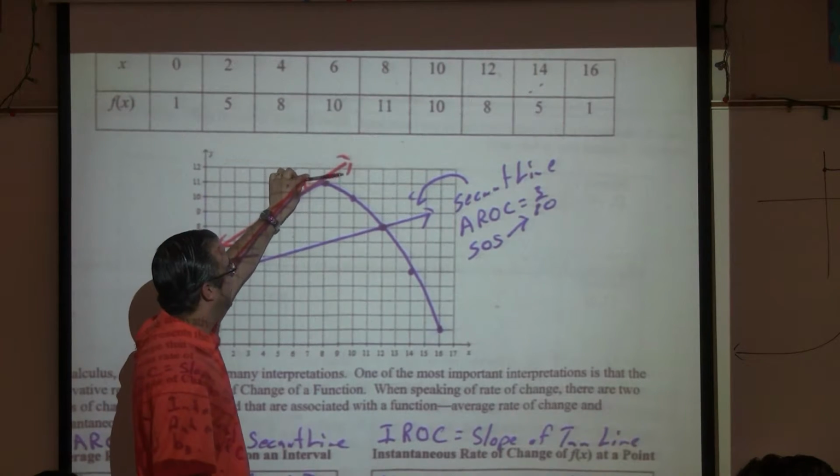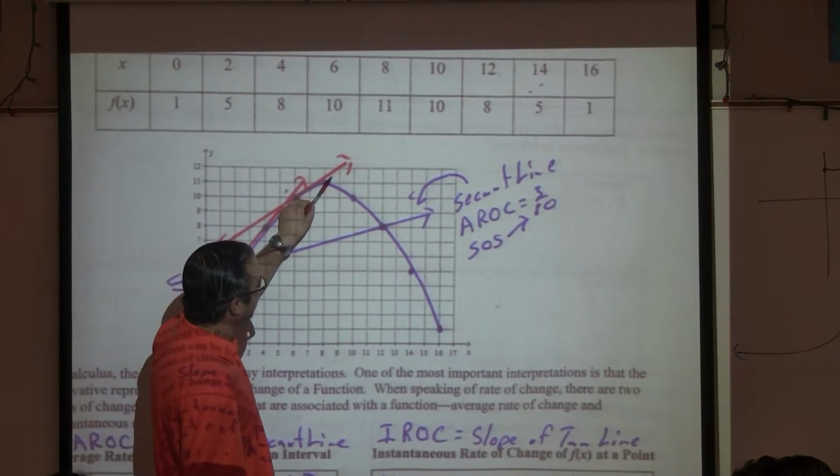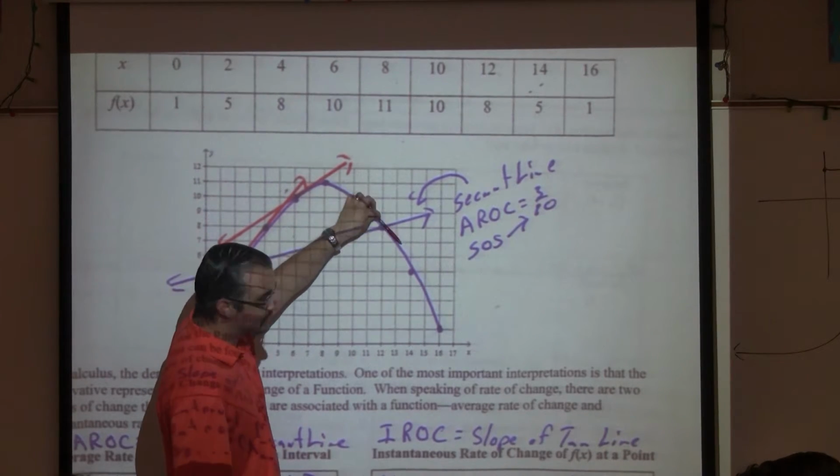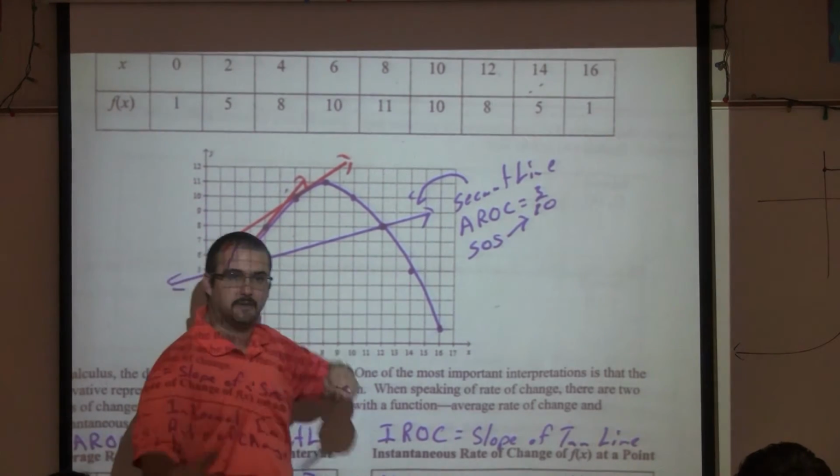And then what happens after that? They're increasing. Now the function is decreasing, but at an increasing rate, right? The slopes are getting bigger and bigger and bigger.